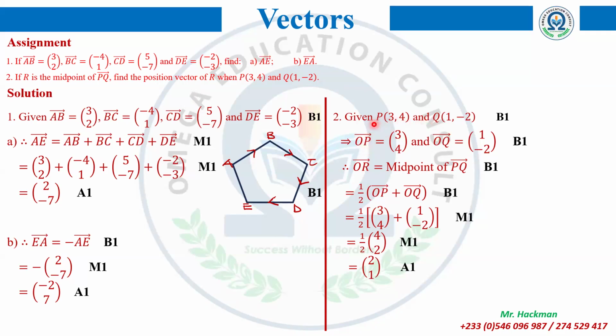I know the vector representation of each point. Each point is a position vector. So instead of using small p tilde, I use vector OP, which is this, and it should be in column form. Vector OQ, which is this. If you don't write this, you are doomed. Take note. Then what are you asked to find? You are asked to find the position vector of R. And we know that the position vector of R is either small r tilde or the vector OR.